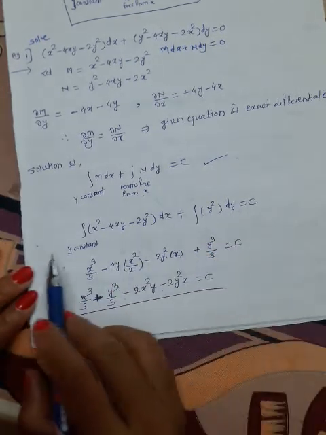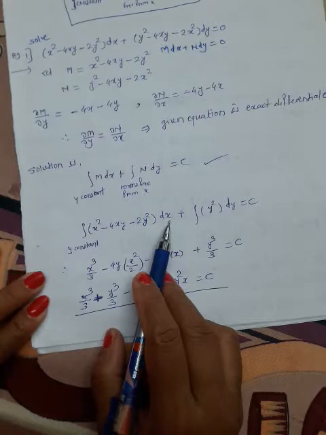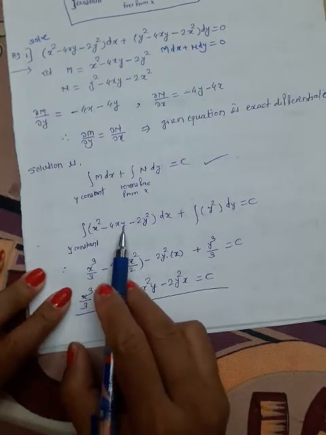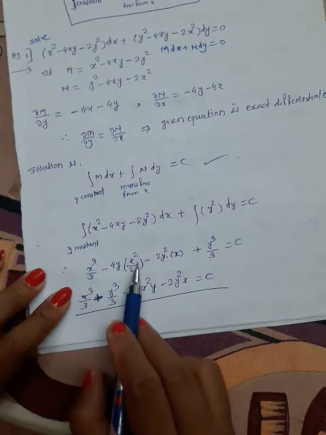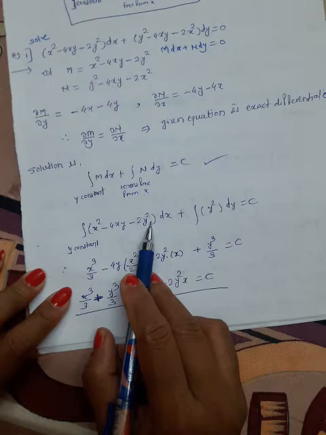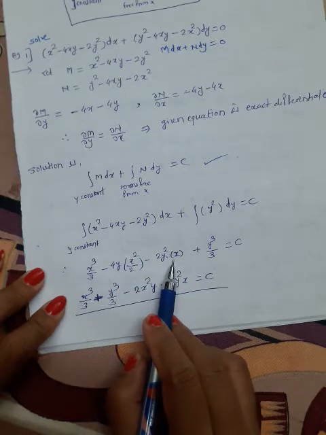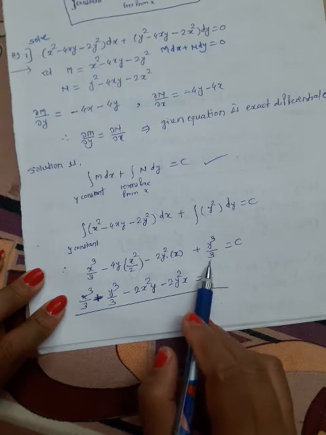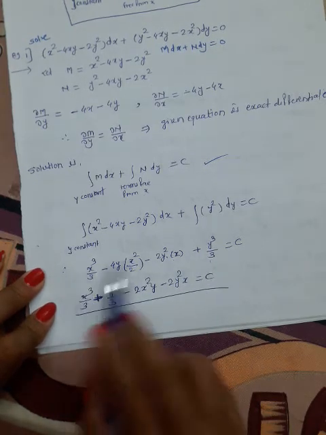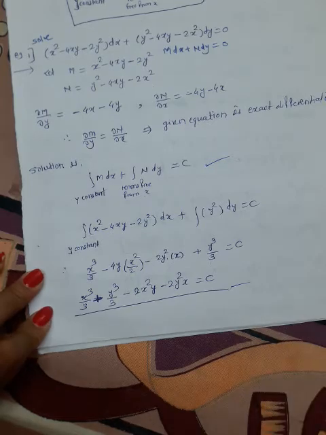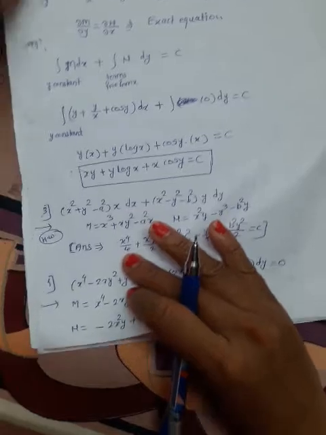Now make the integration. The integration of x square with respect to dx is x cube by 3. Minus 4y, taking y outside as it is constant, the integration of x is x square by 2. Minus 2y square, again constant, the integration of 1 is x. Plus the integration of y square is y cube by 3. Now simplify this; this is our answer. These are very easy examples. Now let us see the next one.